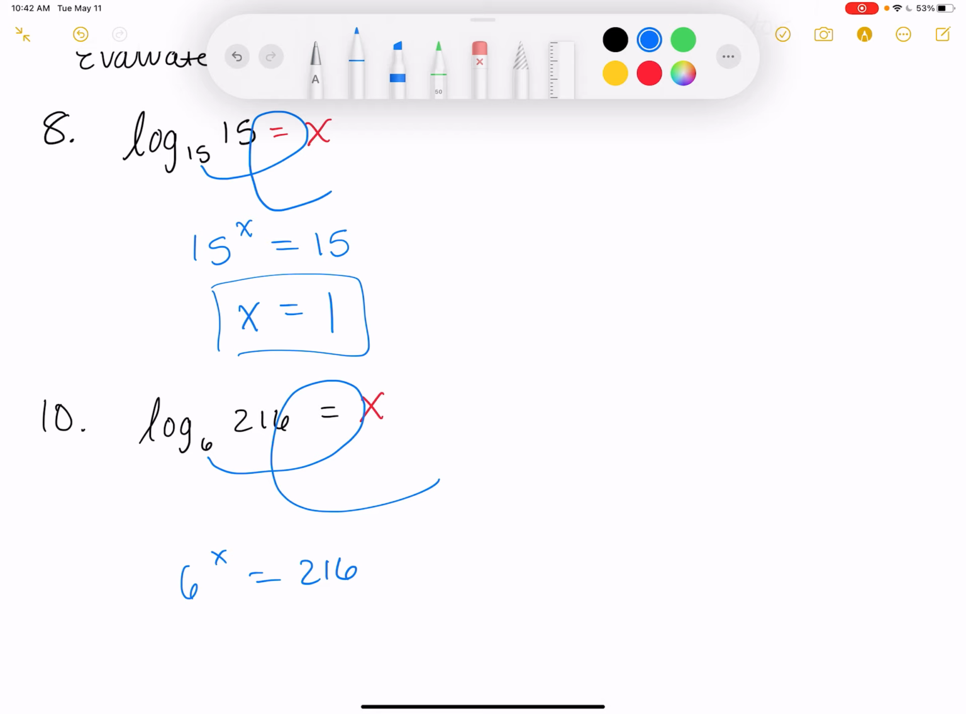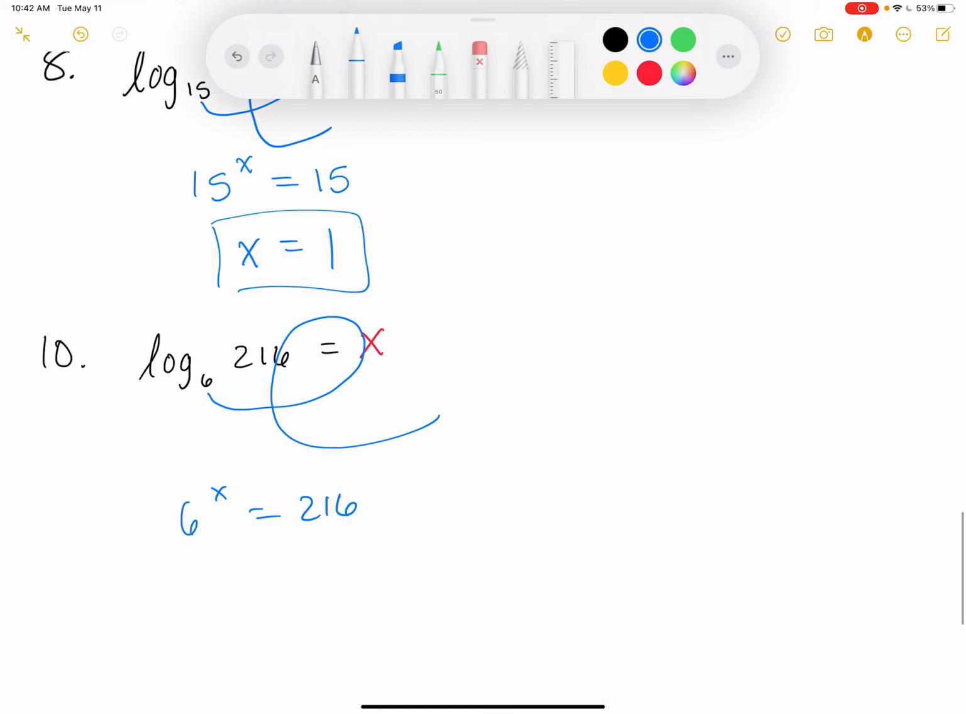Okay, well we know 6 squared is 36. 36 times 6 is going to give us what?